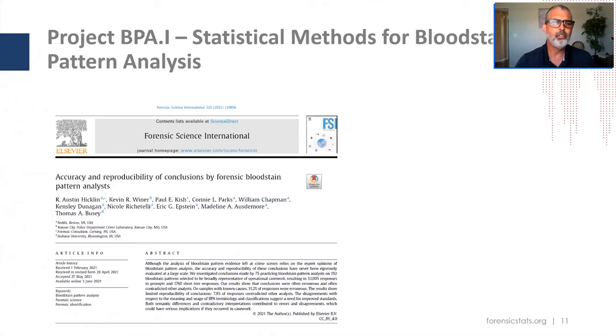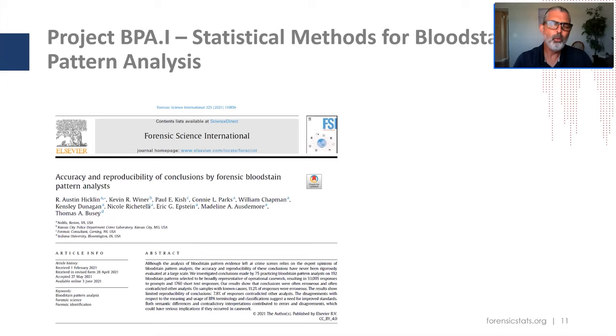And some of you have probably read Austin Hicklin, who did the black box study on fingerprints about a decade ago and was one of the principal authors in that study. He recently published this accuracy and reproducibility of conclusions by forensic bloodstain pattern analysis. And although the results are not just atrocious, they're not that good. And in his abstract there, both semantic differences and contradictory interpretations contributed to errors and disagreements, which could have serious implications if they occurred in casework. And so these things, we could probably benefit from some algorithms. We could probably benefit from some automation.